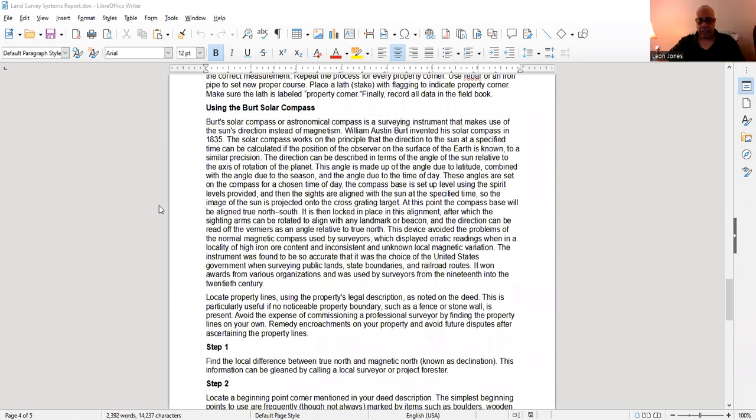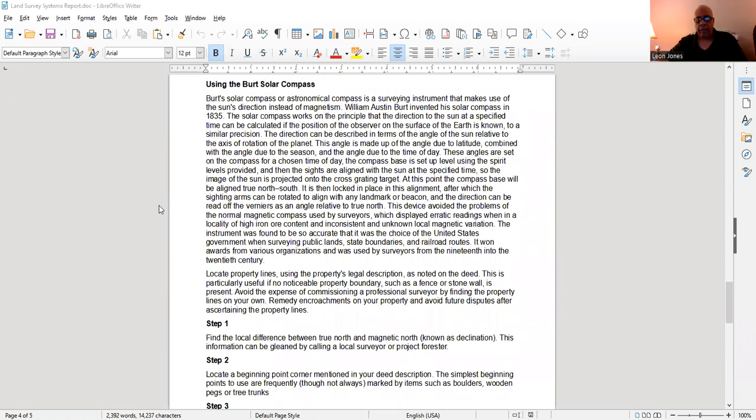And again, locating property lines, use the property's legal description, just like I read to you. Who owns the property? What township? What range? How many acres are noted with this property? Now, this is particularly useful if no noticeable property boundary such as a fence or a stone wall is present. So what you have to do is avoid the expense of commissioning a professional surveyor by finding the property lines on your own.